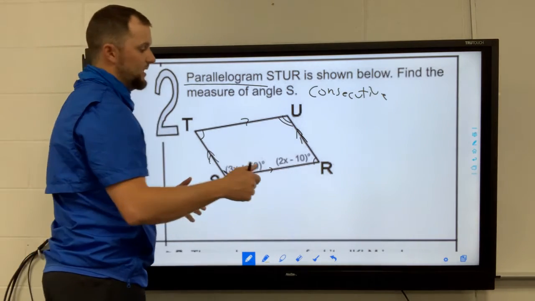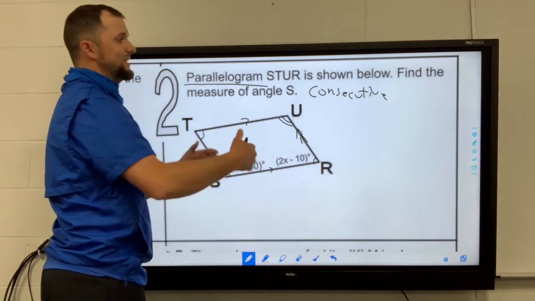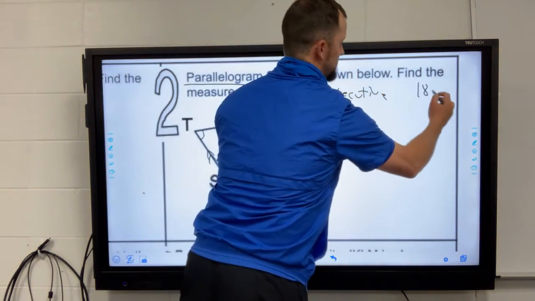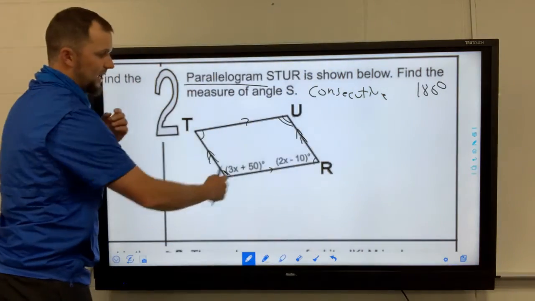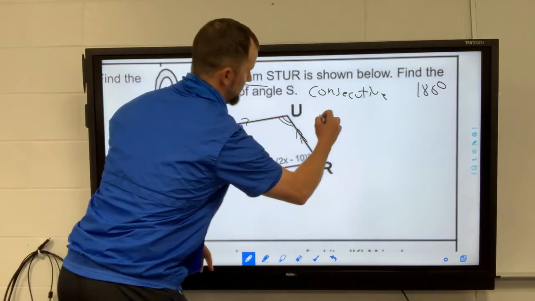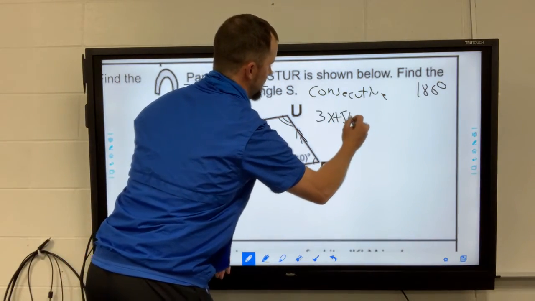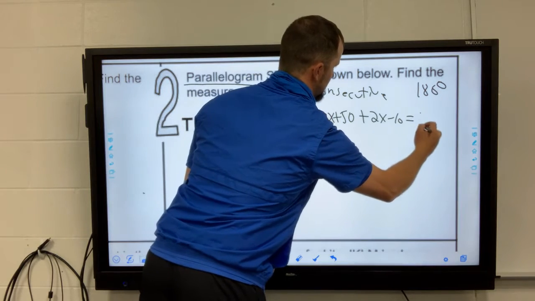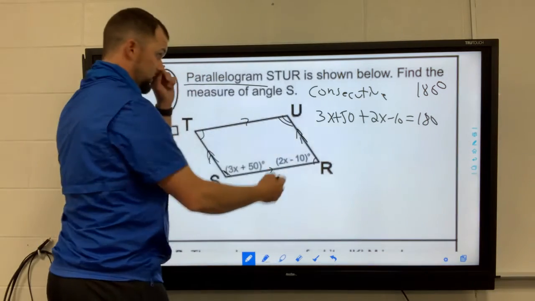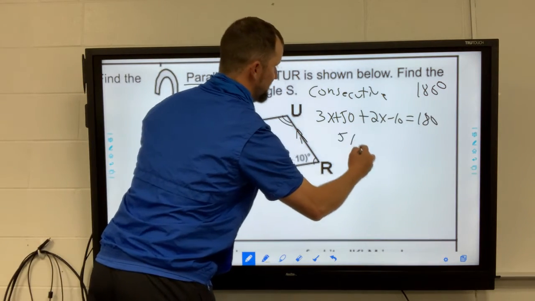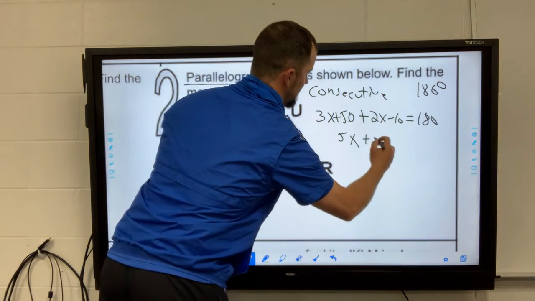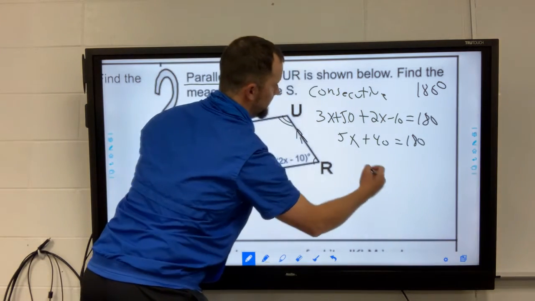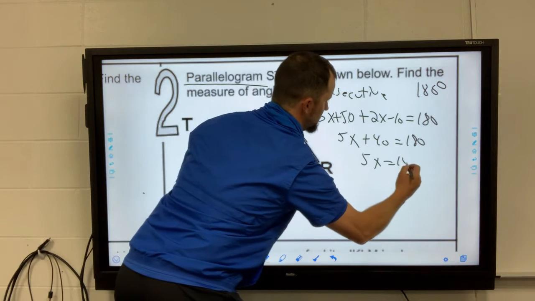So with that being said, since they are consecutive, they're going to be supplementary, which means they add up to 180 degrees. So that means S and R, if I add those together, 3x plus 50 plus 2x minus 10, is all going to equal 180 degrees. So 3 and 2 give you 5, 50 minus 10 gives you 40. So I have to subtract 40 on both sides, which gives you 140.